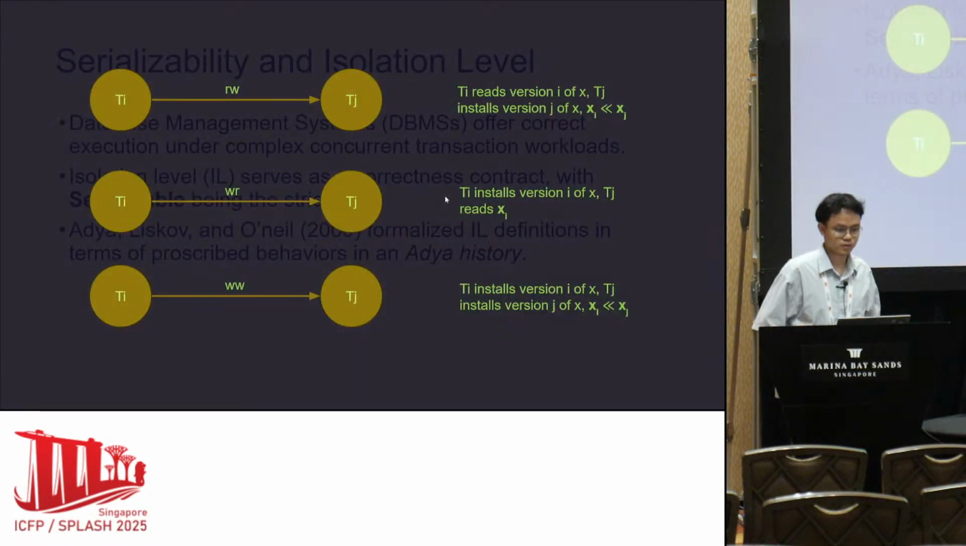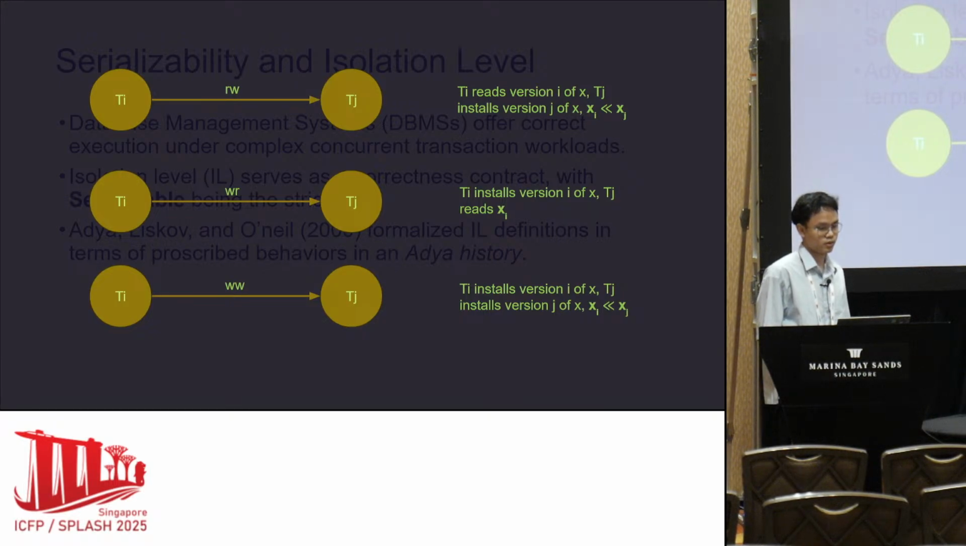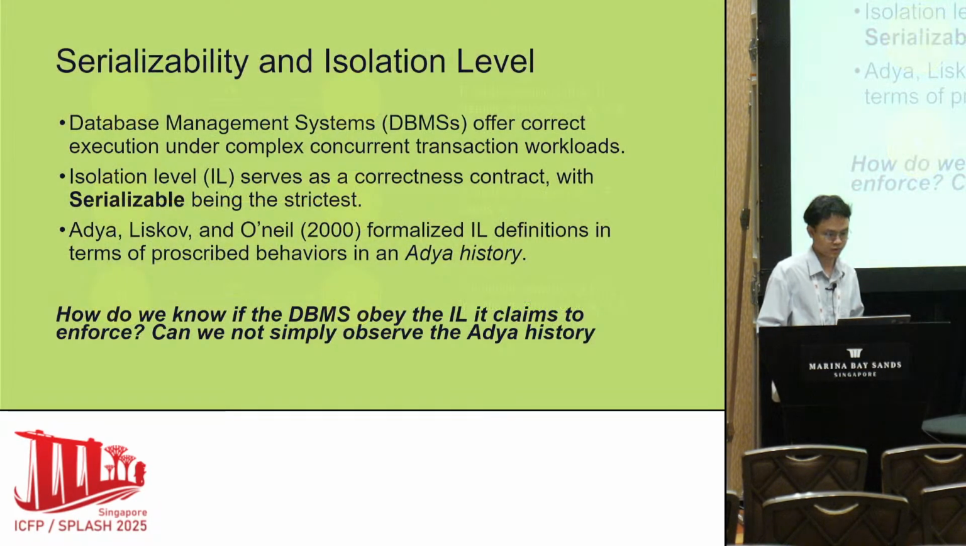Okay. So the term ADIA history itself is not that complicated. ADIA history is basically presenting a dependency graph. We have transactions, and transactions can have edges to another transaction if they have a read-write or write-read dependency, whereby this transaction writes a particular version of an object, and then another transaction reads that version of the object. So just a brief on the detail.